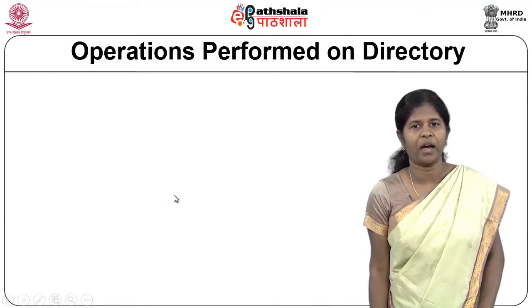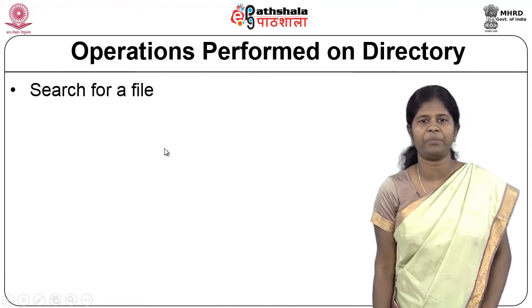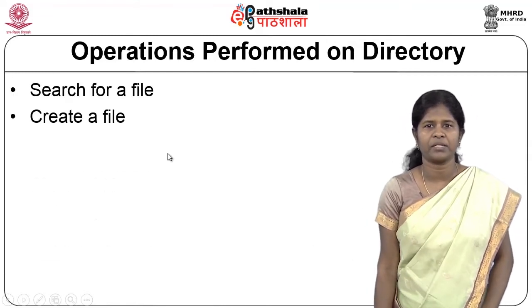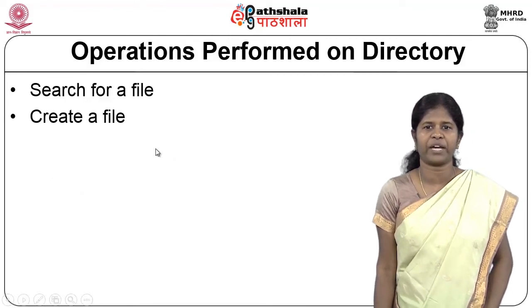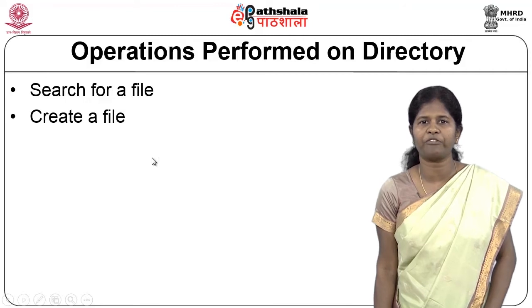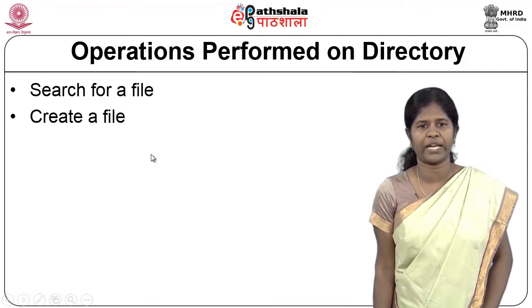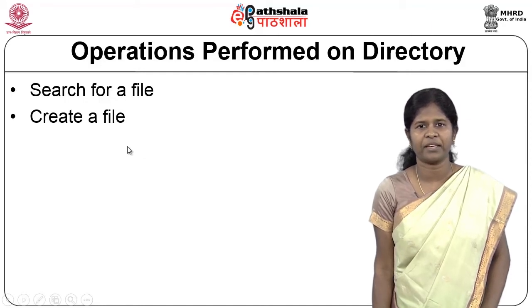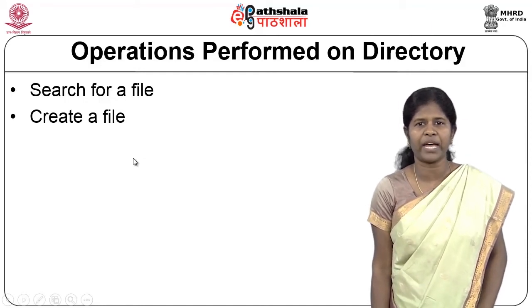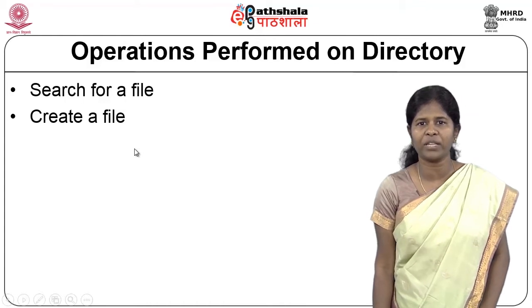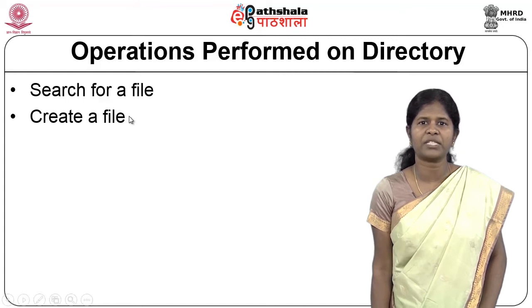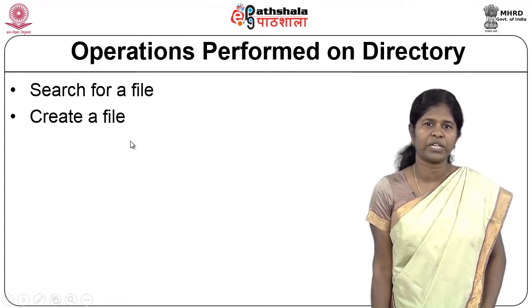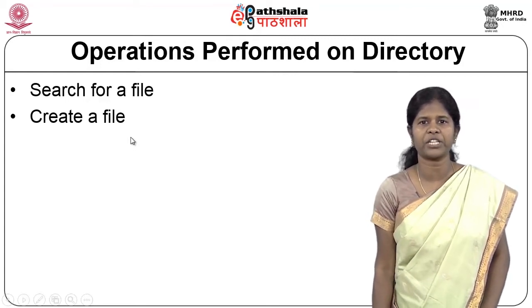Now, we will see what different operations can be performed on a directory. When you have directories that have details about the different files, it should be possible to perform different operations on directories. One operation is to search for a file. As we saw in the previous module, the directory has information about all the files present in that particular directory. So, if you need to search for a file, you need to search into the directory. This is an operation that should be possible to perform on a directory.